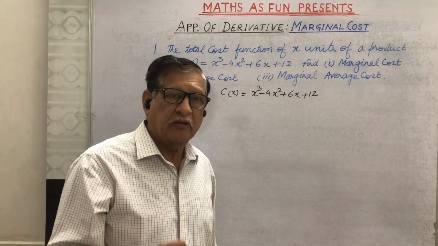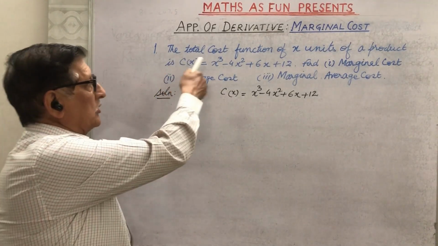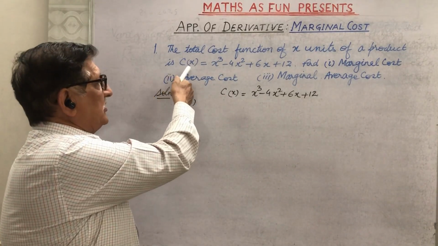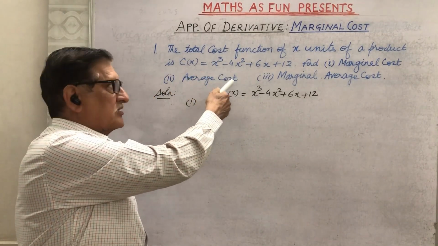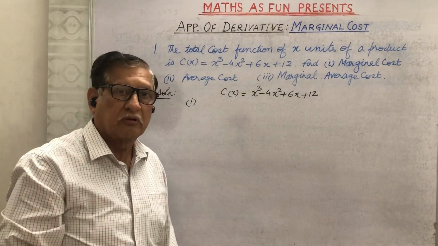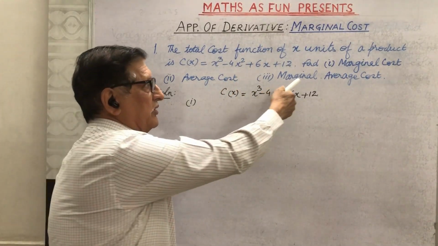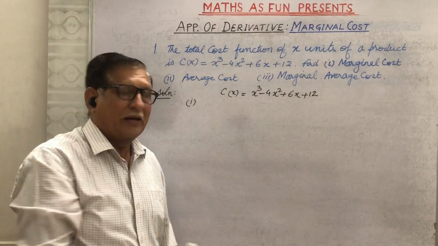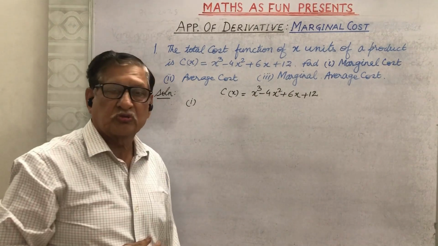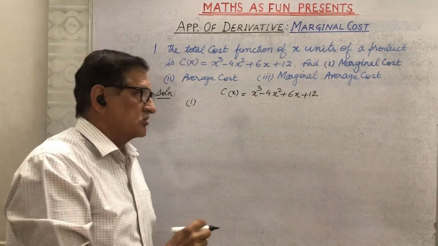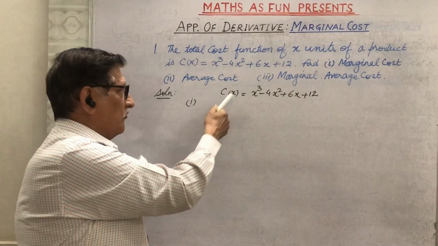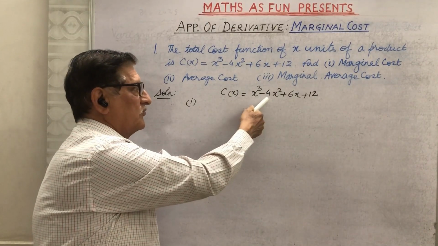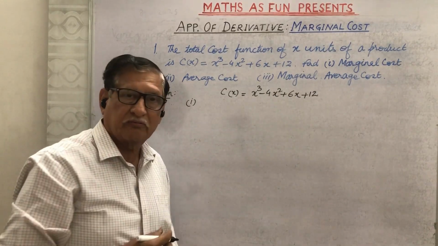The first example we discuss: the total cost function of x units of a product is C(x) = x cube minus 4x square plus 6x plus 12. We have to find number 1, the marginal cost, number 2, the average cost, and number 3, the marginal average cost. To solve such a problem, we write the total cost function C(x), that is x cube minus 4x square plus 6x plus 12.